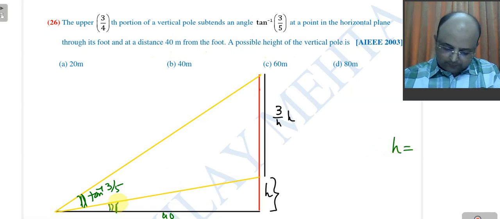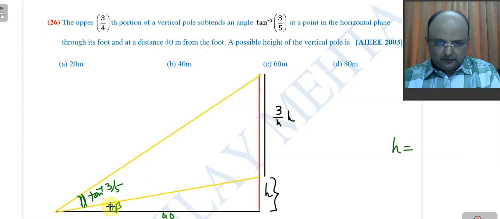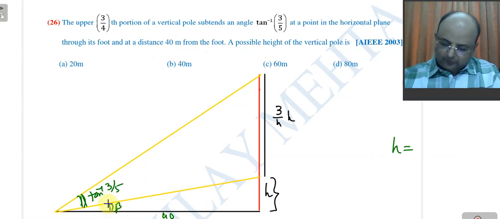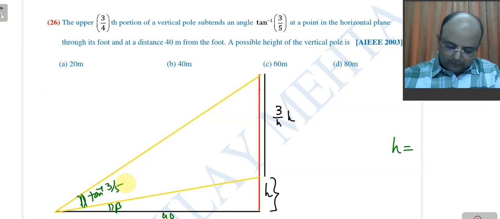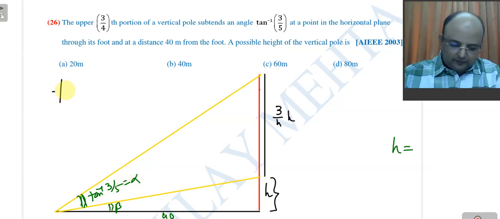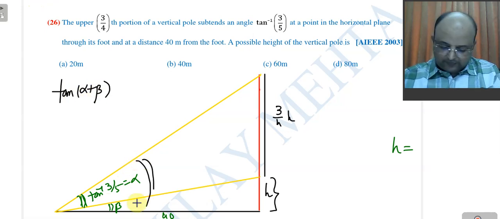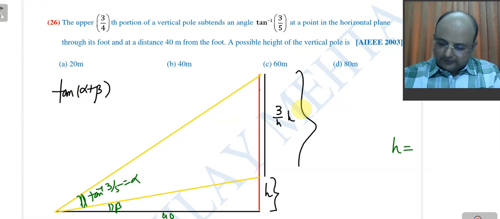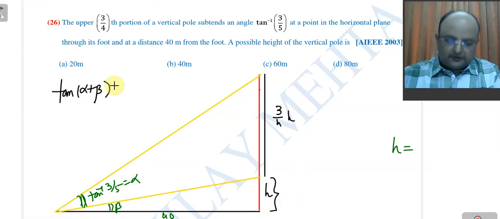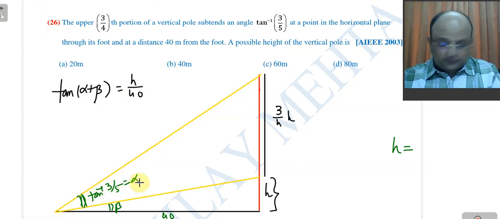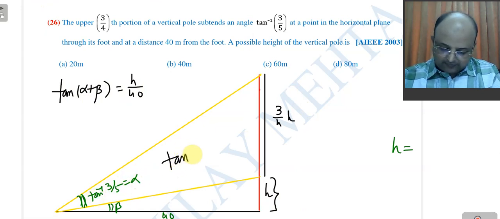Suppose this is your beta. You can help me. What is tan, let me call it alpha, hope you don't mind. What is tan of alpha plus beta? This is alpha plus beta. Tan of alpha plus beta is whole h upon 40. Say yes. h upon 40. What is tan alpha? You can immediately tell me that tan alpha is 3 by 5. Tan beta? Yes, tan beta is h by 40.